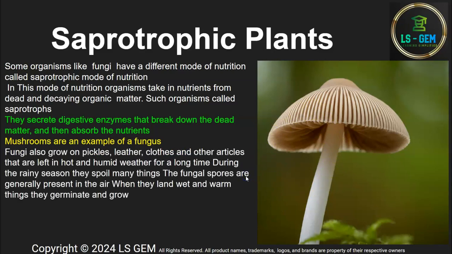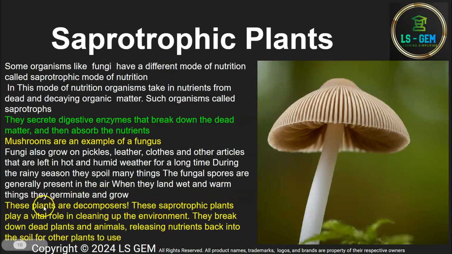Fungi also grow on pickles, leather, clothes, and other articles that are left in hot and humid weather for a long time. During the rainy season, they spoil many things. The fungal spores are generally present in the air. When they land on wet and warm things, they germinate and grow. These are also called decomposers. These saprotrophic organisms play a vital role in cleaning up the environment. They break down dead plants and animals, releasing nutrients back into the soil for other plants to use.